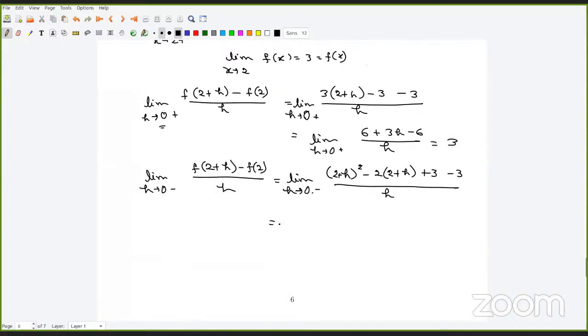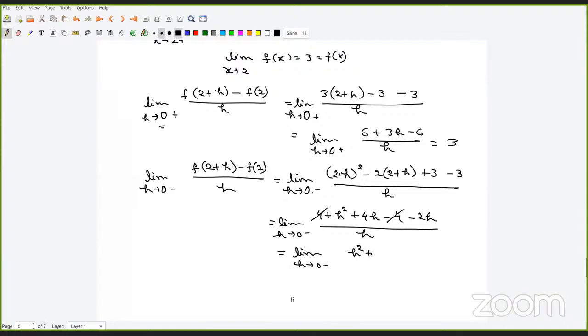So if you break it down, what will we get? This is 4 plus h square plus 4h minus 4 minus 2h, and 3 will cancel out. So this is h square plus 2h, divided by h. So limit h tending to 0 minus, h plus 2, and this is 2.